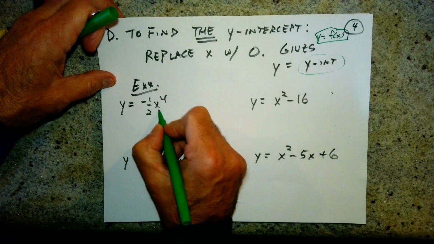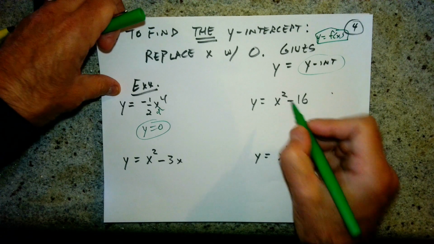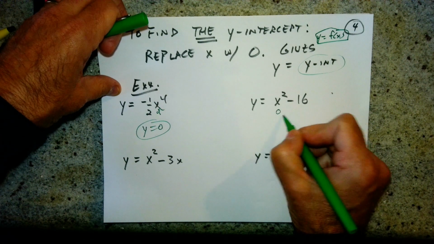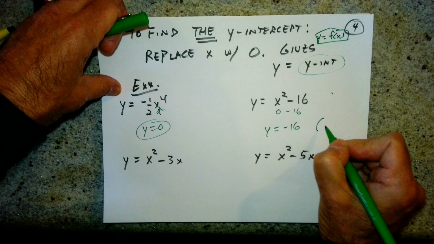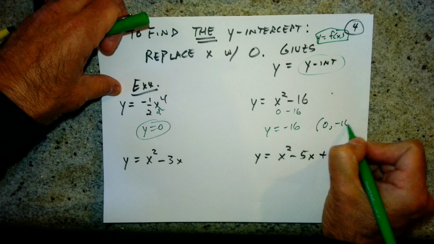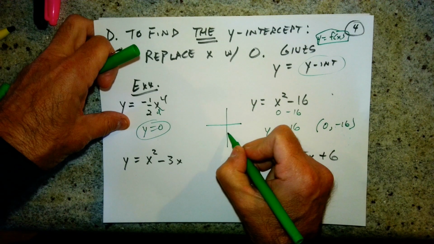So let's do some examples here. Replace x with 0, you get y equals 0. That's the intercept, the origin. Okay? Here you replace x with 0, you get 0 minus 16, y equals negative 16. That's the intercept. Officially, that would be written 0, negative 16 as the point. Okay? This graph, by the way, looks like this.